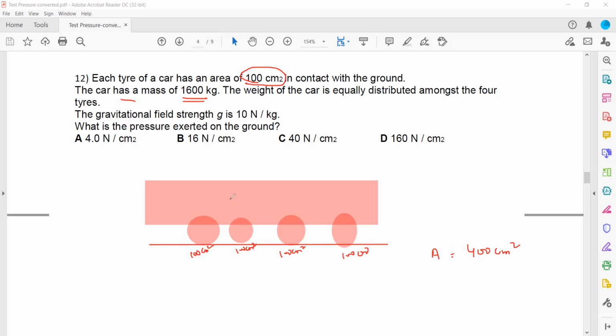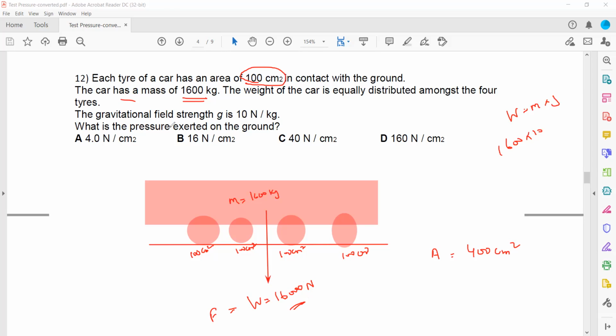Then the mass of the car is 1600 kilograms. But mass is not the force, the weight is the force. So what will be the weight of the car, the force of the car on the surface? So how to get the weight? Weight is mass multiplied by gravity. So 1600 multiplied by 10. So it will be 16,000 Newton. So the force which this car is exerting on the ground is 16,000 Newton. And the total area of the car tires in contact is 400 centimeters square.